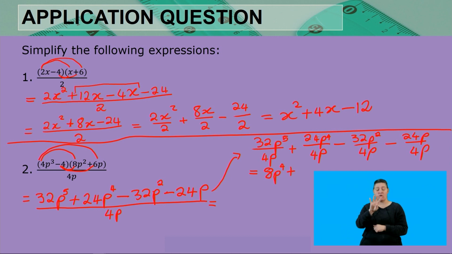Then we have 24 divided by 4, that is 6. P, 4 minus 1 is 3. Why are we subtracting? Because we are dividing. Minus 32 divided by 4, that is 8. And then p, we have 2 minus 1, that is just the 1p. And lastly, we have 24p divided by 4p. So 24 divided by 4 is 6. And then p divided by p is 1. So that is our final expression, and it has been placed properly in descending order of powers.